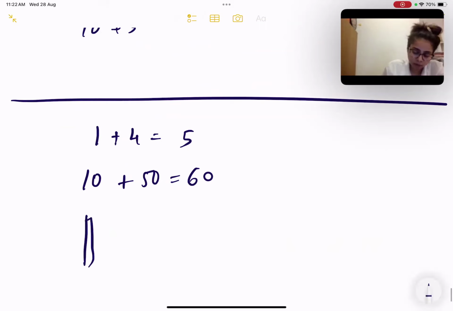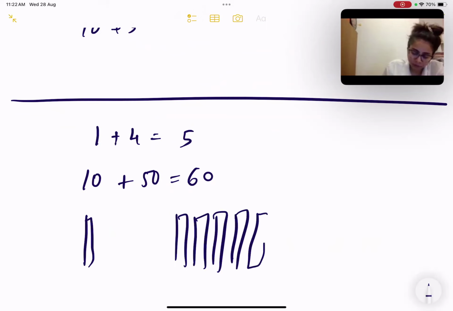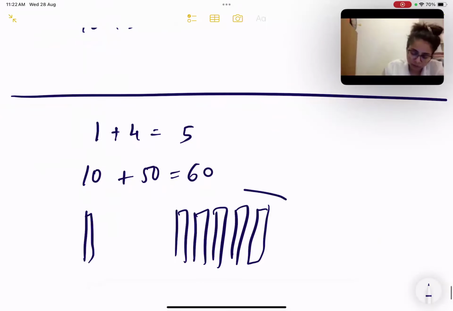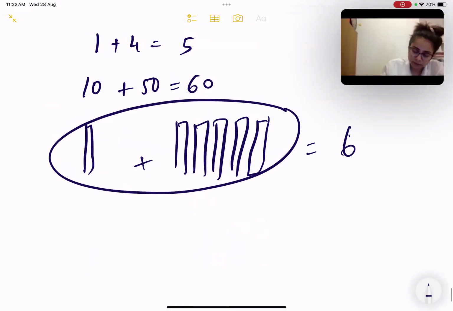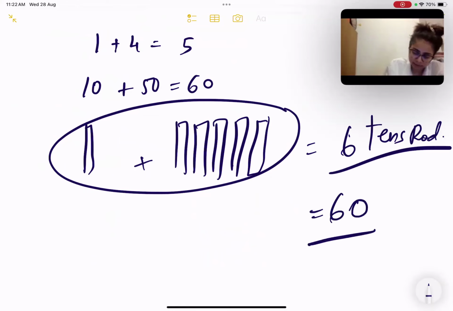You are going to have one 10 rod. Now the child has five 10 rods here. When combined together, they have a total of six 10 rods, right? Six 10s rod. Now, what is six tens? They will say 60, and that's how, over practice, they are going to say that a 20 and a 50 is a 70. That's a later stage.